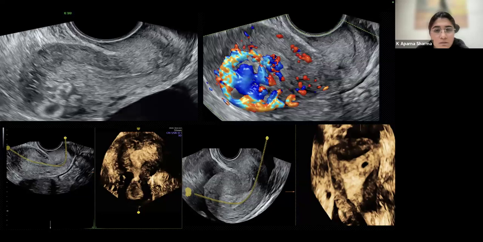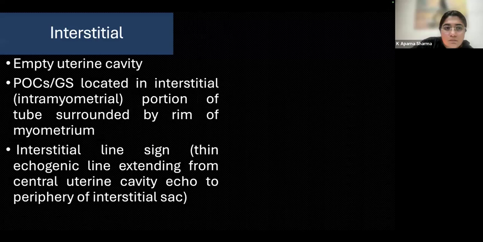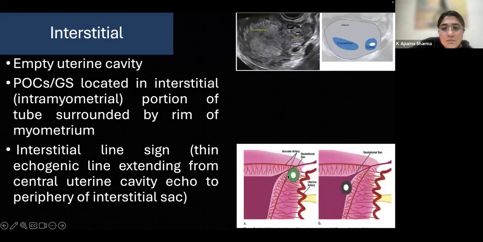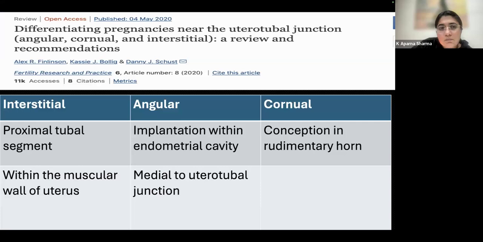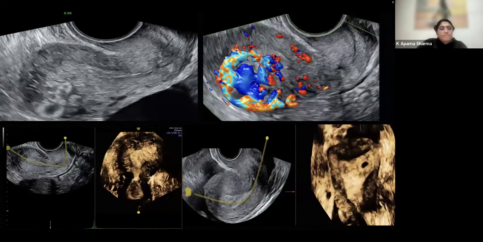So an interstitial pregnancy is a rare type of ectopic pregnancy, where the pregnancy implants within the intramyometrial segment of the fallopian tube. There will be an absence of the sliding sign between the uterus and the GS, that is the gestational sac. Normally in tubal ectopics, we can make them move separately with the TVS probe, but here we can't. And when we do a 3D and look at coronal C-plane images, we can make out that it is in either the right or the left corner of the uterus.